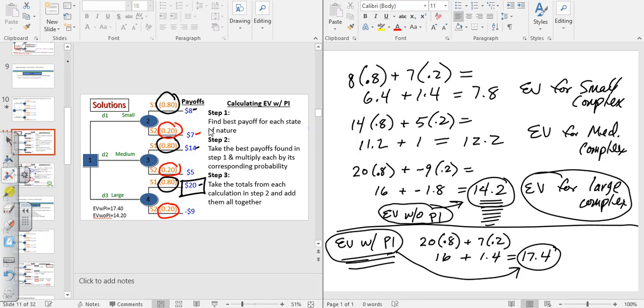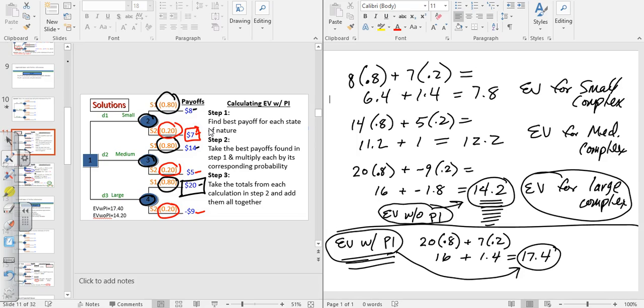And which one is the best payoff there? Right, it's the 7. So now we have our two states of nature taken care of. We have the best payoff for each. And now all we have to do is put it together, right? Because we see the circles here, so we have to make a calculation.